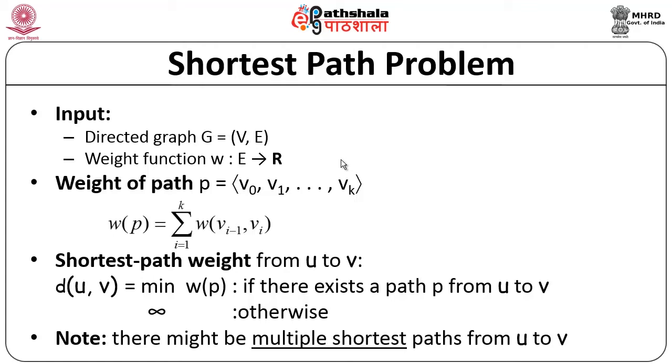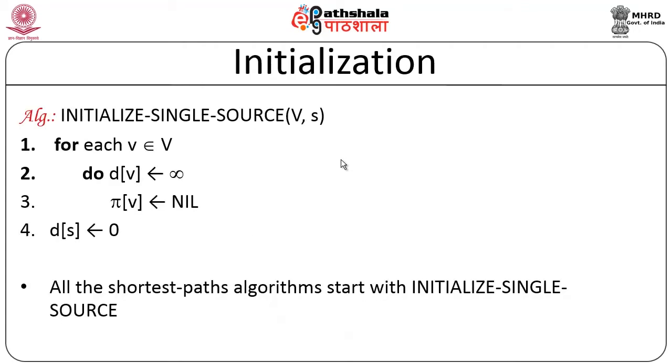So, the shortest path weight from u to v, d(u,v), will be the minimum weight if there exists a path from u to v, and will be infinity otherwise. So, if there is no path, it will be infinity, and there can be multiple shortest paths from u to v. It is not necessary that it is a unique shortest path. Depending upon the way the graph is organized, you can have multiple shortest paths, that is allowed.